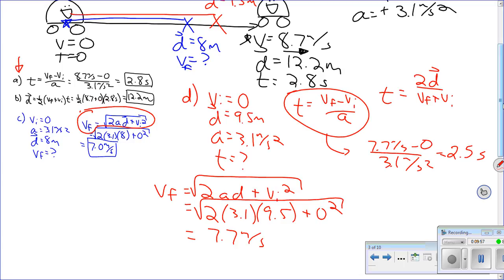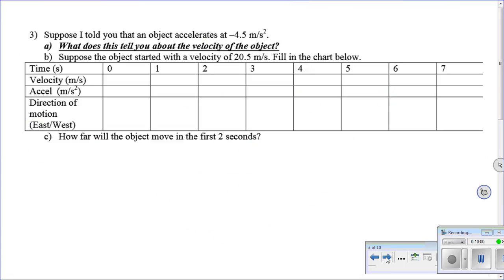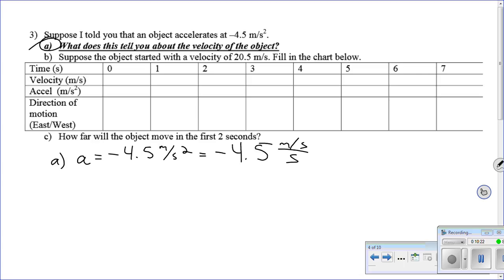All right, next, number 3. It says, suppose I told you that an object accelerates at, so A, acceleration is negative 4.5 meters per second squared. So before I answer question A that says, what does it tell you? Just remember, this is the same thing as negative 4.5 meters per second per second.